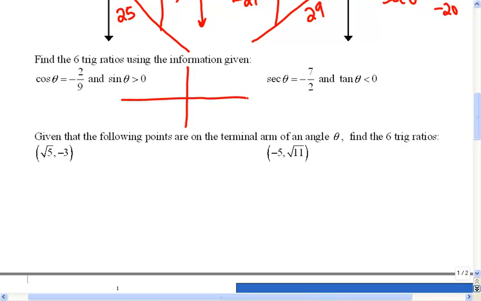Okay, so your first clue is that if cosine is negative and sine is positive, then you have to think, what quadrant will we be in? Yeah, it would have to be quadrant 2 for that to happen. So it's a quadrant 2 angle.